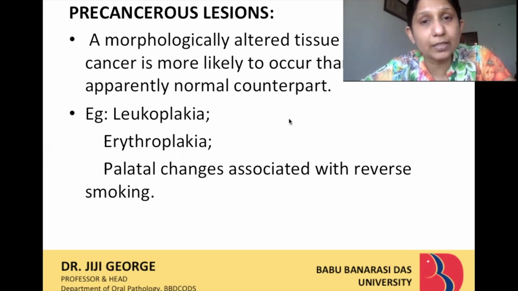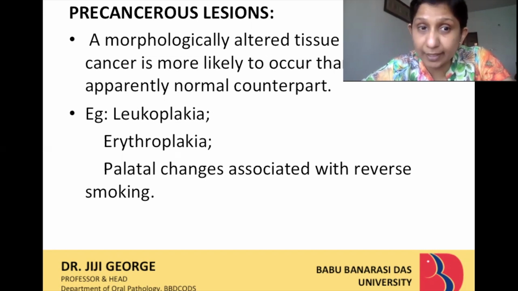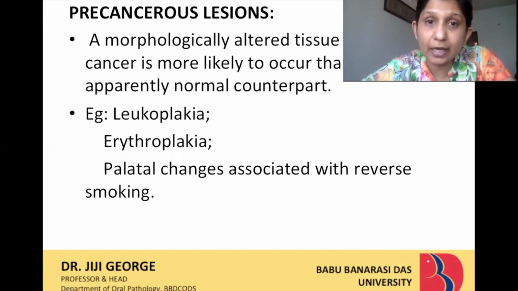Now, examples are leukoplakia, erythroplakia, and palatal changes with reverse smoking. These were the only 3 examples for precancerous lesions, and we should not confuse smoker's palate or nicotina palatini with palatal changes associated with reverse smoking, because smoker's palate is not a precancerous lesion. Only these three lesions are considered to be. So we will be taking up each of these lesions in detail: leukoplakia, erythroplakia, and palatal changes in reverse smoking.